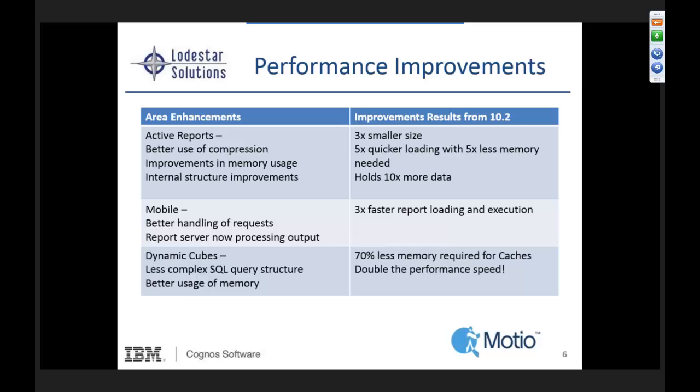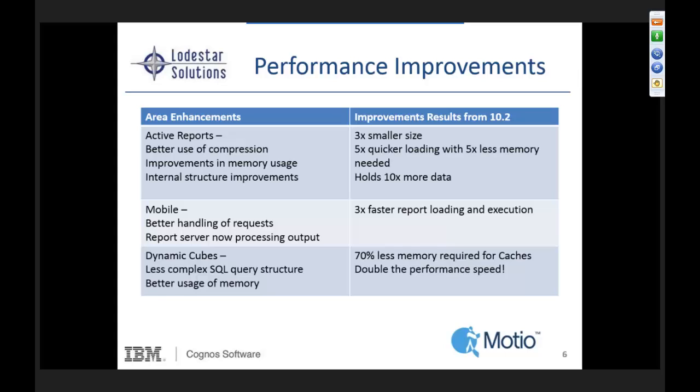In version 10.2.1, IBM has updated their compression algorithm and improved the load times by 5 times, I'm sorry, while utilizing 5 times less memory. And this has all been done while allowing you to hold 10 times more data and actually have the file 3 times smaller in size. So this is really huge for those of you who have been using active reports. They can get kind of large, and with these visualizations you would think they would get larger, but they actually get smaller based on the way these visualizations work and how they're held in memory cache.